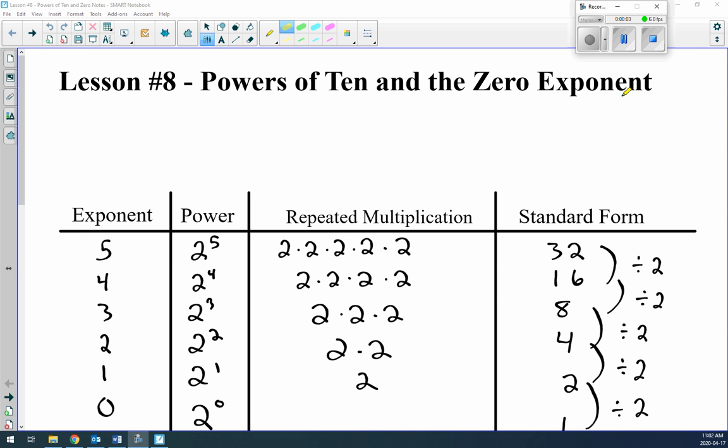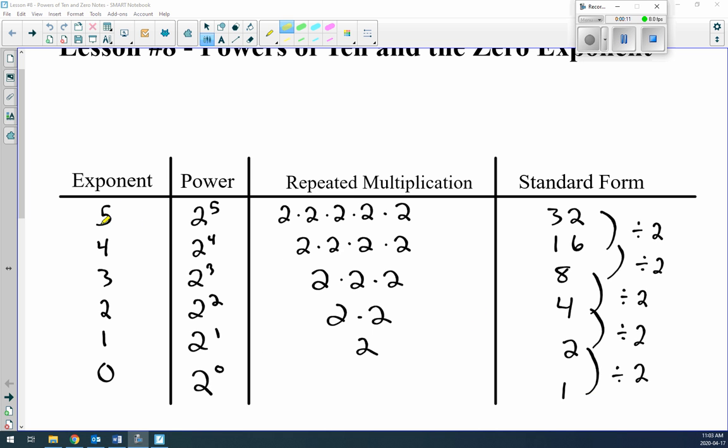Lesson number 8, powers of 10 and the zero exponent. So I just want to create a little chart here just to show you something really interesting. So let's talk about exponent 5. Okay, power, right? 2 to the 5. So our base is 2 and our exponent is 5. 2 to the 5 means 2 times 2 times 2 times 2 times 2, right? We can end up with 32.